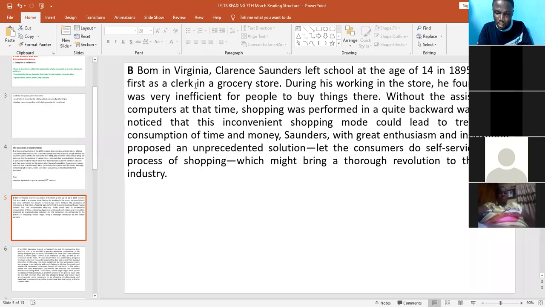Let the consumer do the self-service in the process of shopping, which might bring a thorough revolution to the whole industry. So what was happening? The thing that was happening there was a boy working in the grocery store discovered the problem and recommended a solution. That was all.